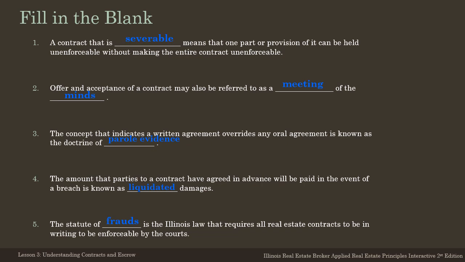The statute of frauds is the Illinois law that requires all real estate contracts to be in writing to be enforceable by the courts. We've talked about that. Very important. You're going to see that on some of your quizzes and your final exam. You're probably going to see that on the state exam too. Statute of frauds: contracts for the sale of real estate and leases for more than a year must be in writing for a court to hear a dispute.